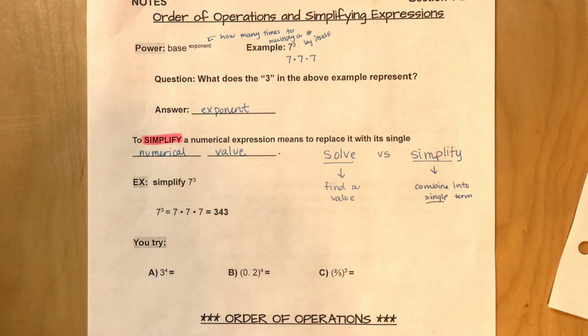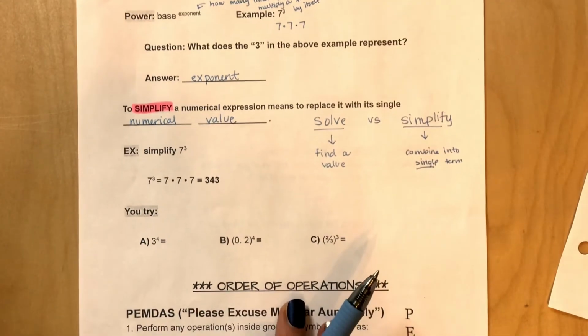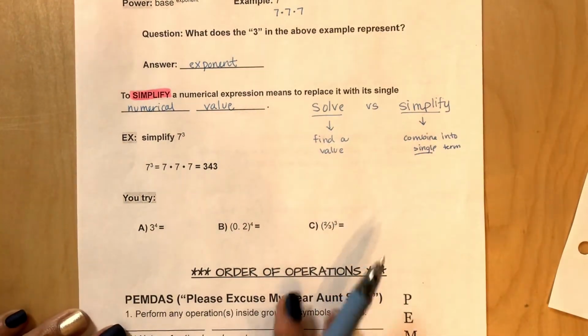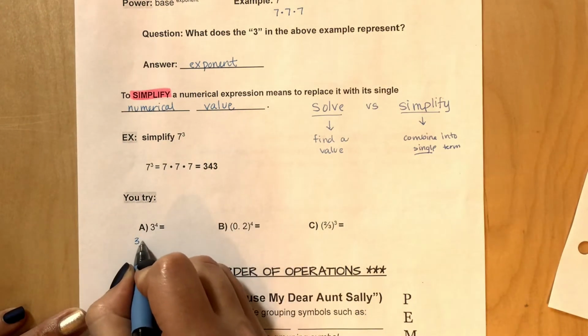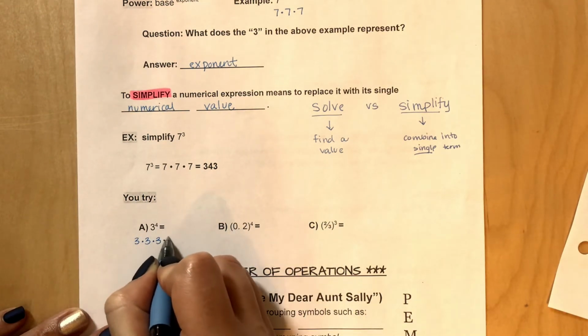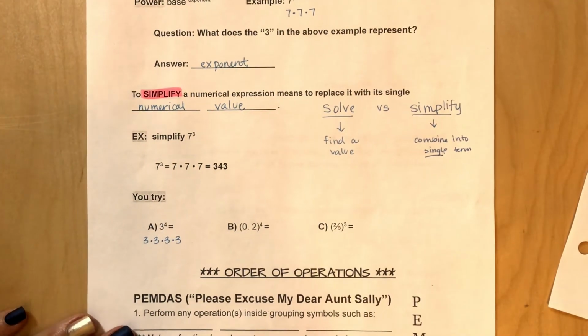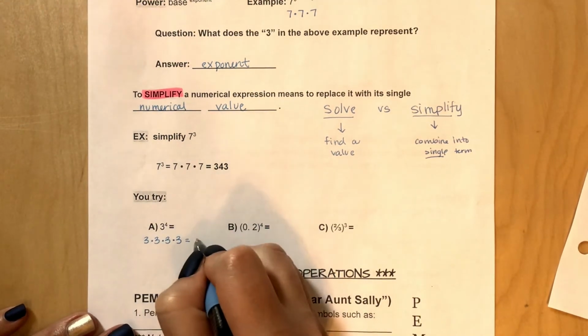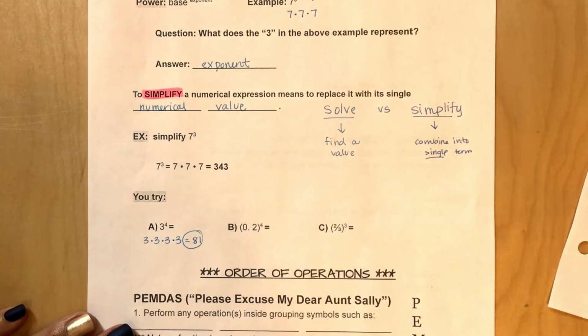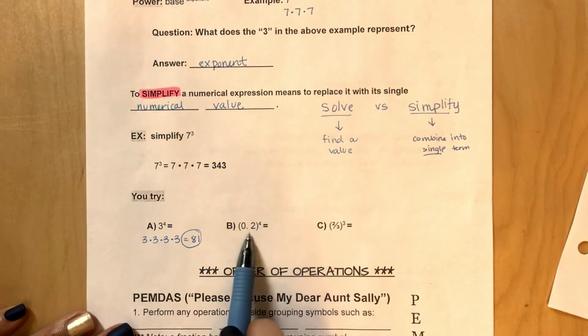So let's go ahead and do some you-try-it problems. 3 to the fourth. To rewrite that, that is going to look like 3 times 3 times 3 times 3. At that point, if you need to get your calculator out, that's fine. That's going to get you 81. And that's your answer. It's okay if you have decimals. I'm going to do my best to get you guys to not be afraid of decimals or fractions anymore. They are just fine to use.